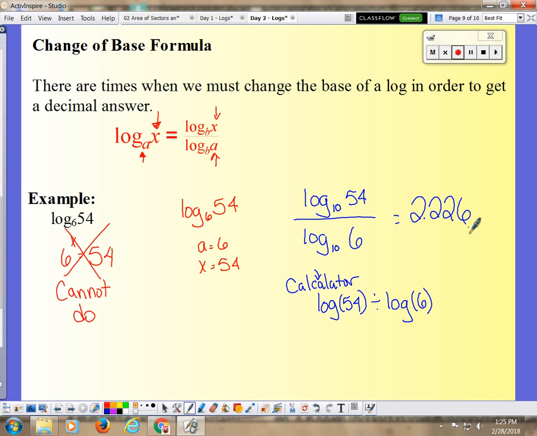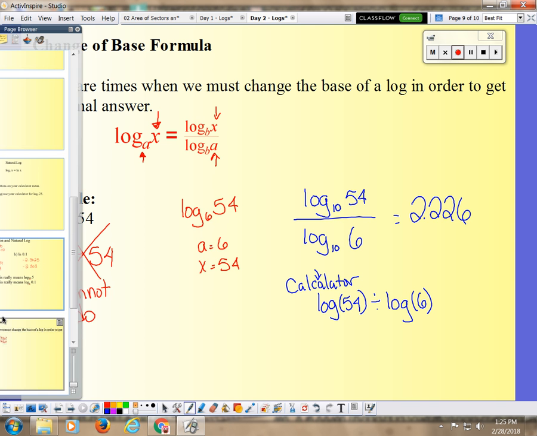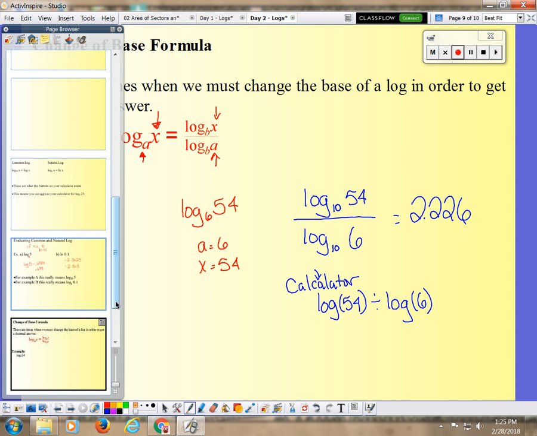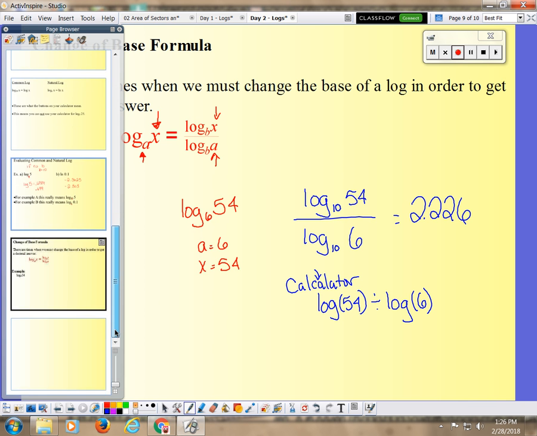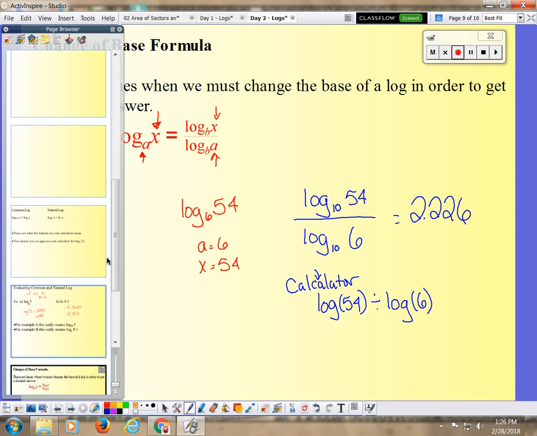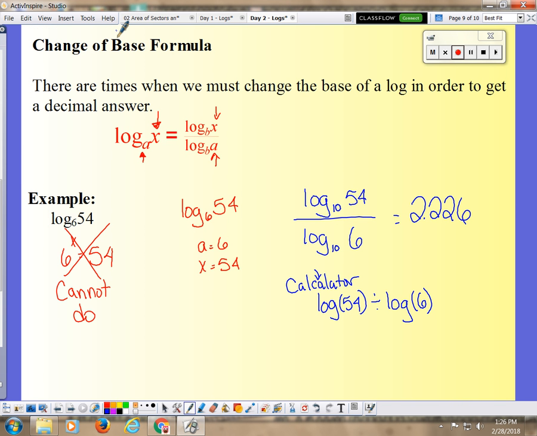So you are evaluating your logs today. You are going to be using bases. You're going to use the change of base formula, and you are good to go. So all of this is calculator drill. It's just that some of them you're going to have to use this change of base formula on.